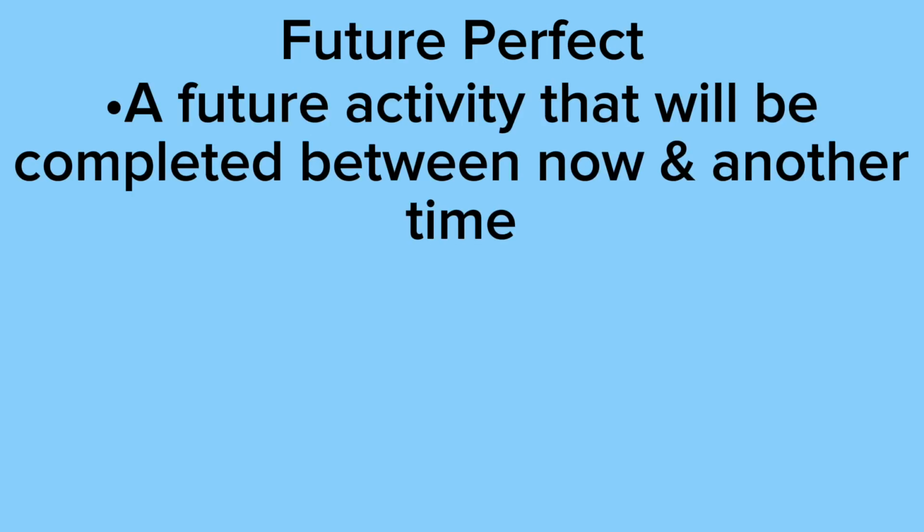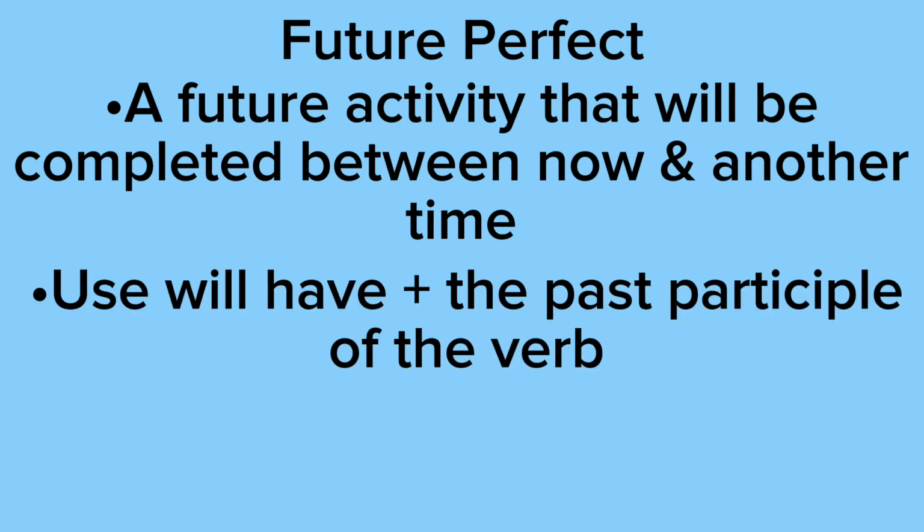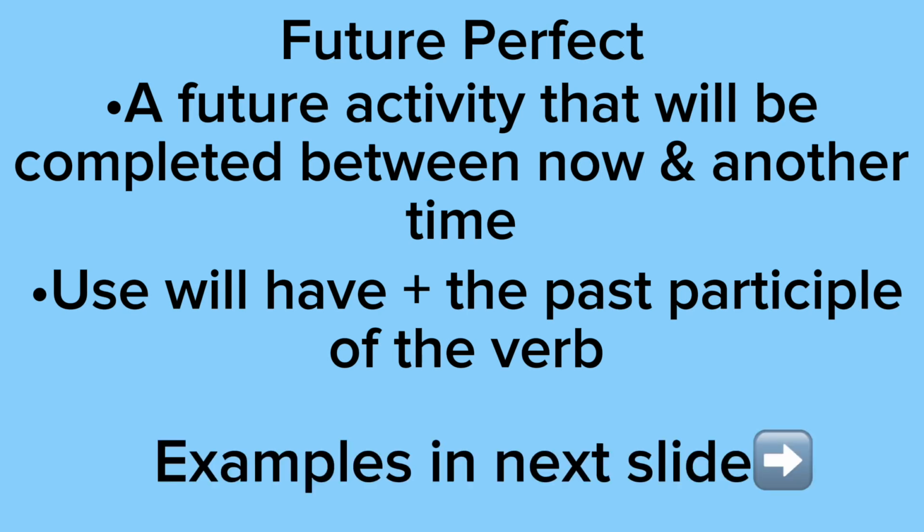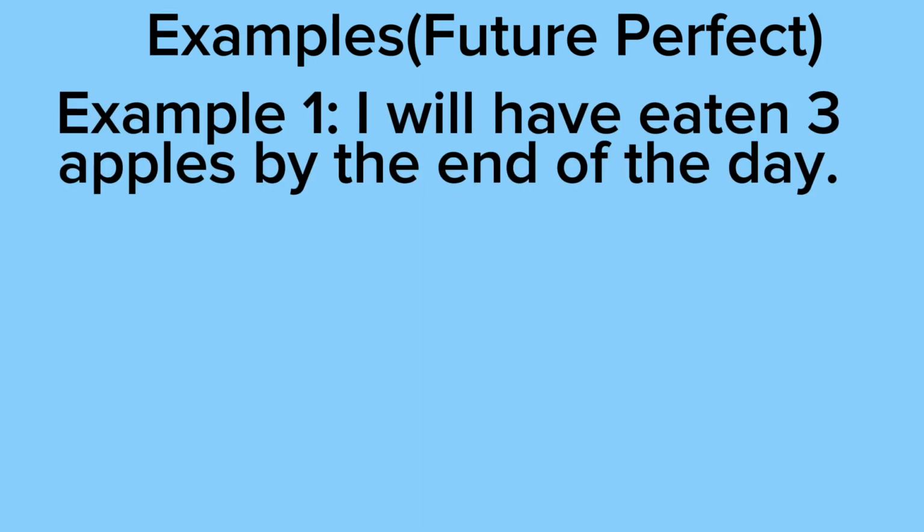Next, we have future perfect, which means a future activity that will be completed between now and another time. To form future perfect tense, use will have plus the past participle of the verb, and there will be examples in the next slide. So for examples of future perfect, example 1 says, I will have eaten 3 apples by the end of the day.